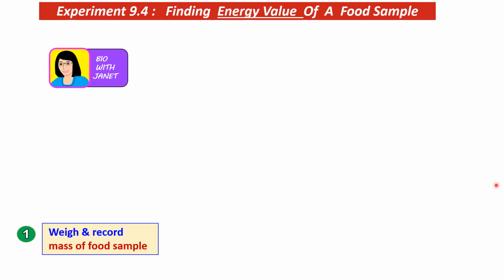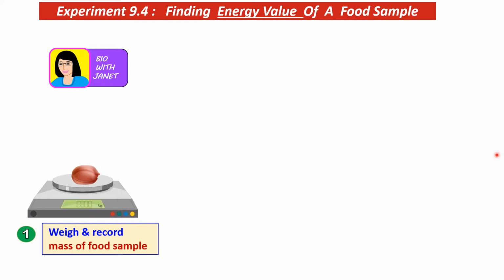Here's a very good animation for the procedure of this experiment. First, you weigh and record the mass of the food sample. Okay, starting from number 1 here. Weigh and record the mass of the food sample using an electronic weighing scale.